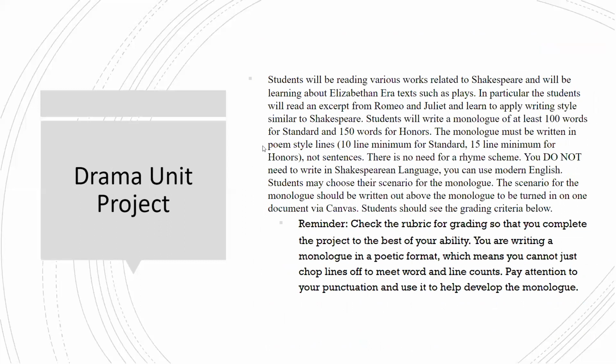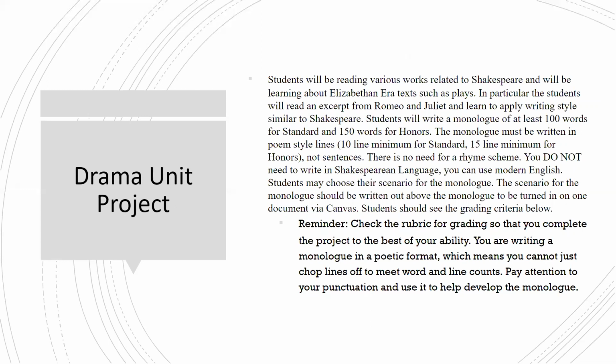So for the drama unit, a little bit of a lighthearted end. I want you guys to practice some writing skills, but I also want you to be able to apply what we're talking about here with drama and Shakespeare in particular, and the idea of monologues and soliloquies. So your instructions here say that you're going to write a monologue. Standard students, your monologue needs to be 100 words minimum. Honor students, it's 150 words. It does need to be written in lines like a poem. So we're going to use some Shakespearean writing techniques and writing styles here. So a 10-line minimum for standard, a 15-line minimum for honor students.